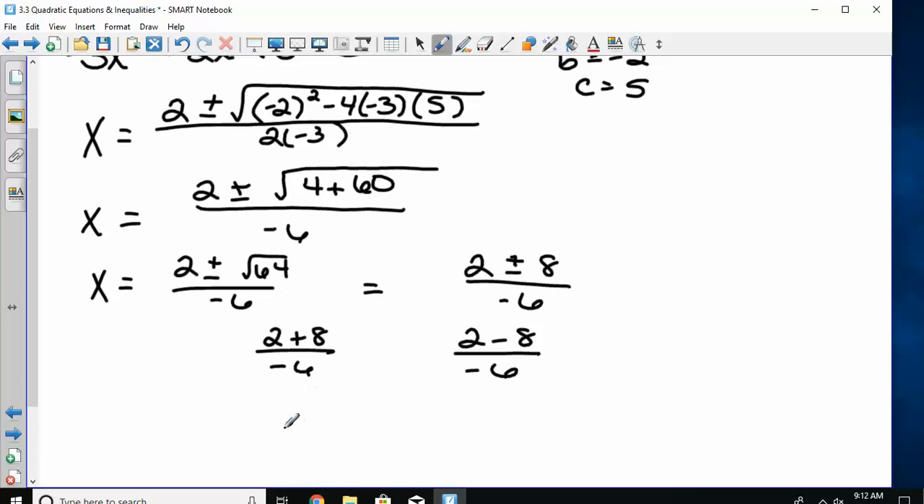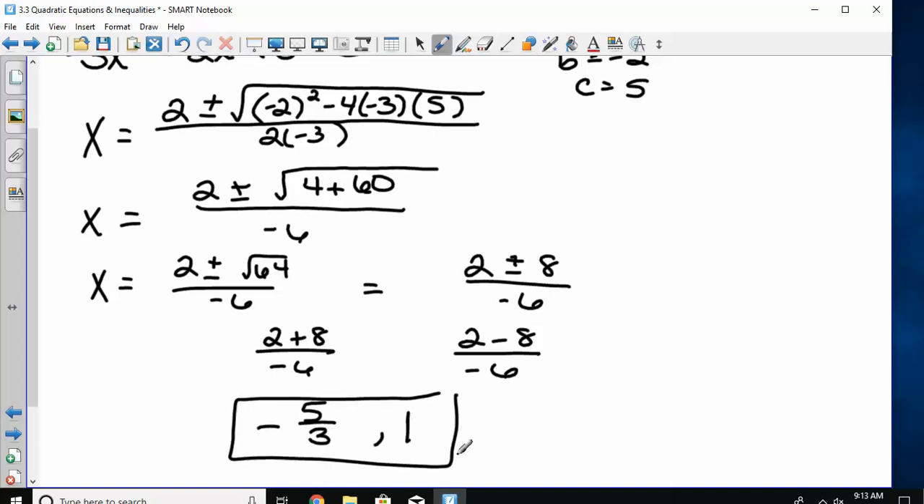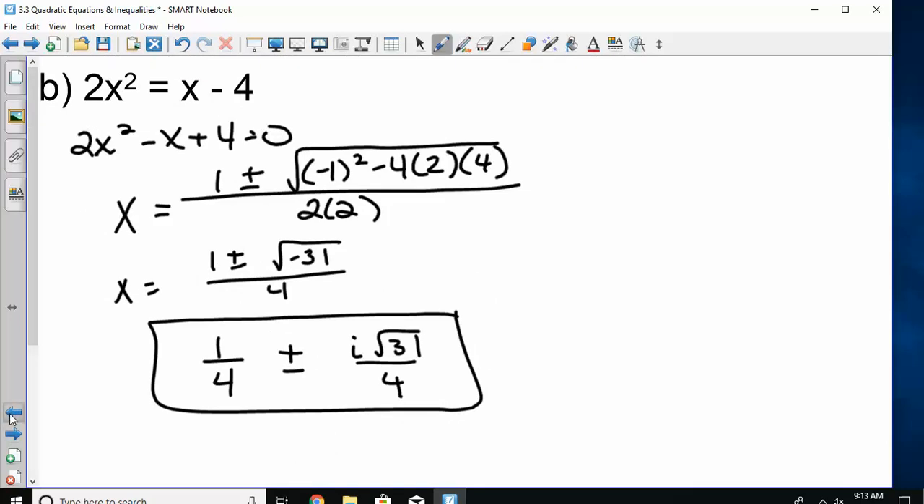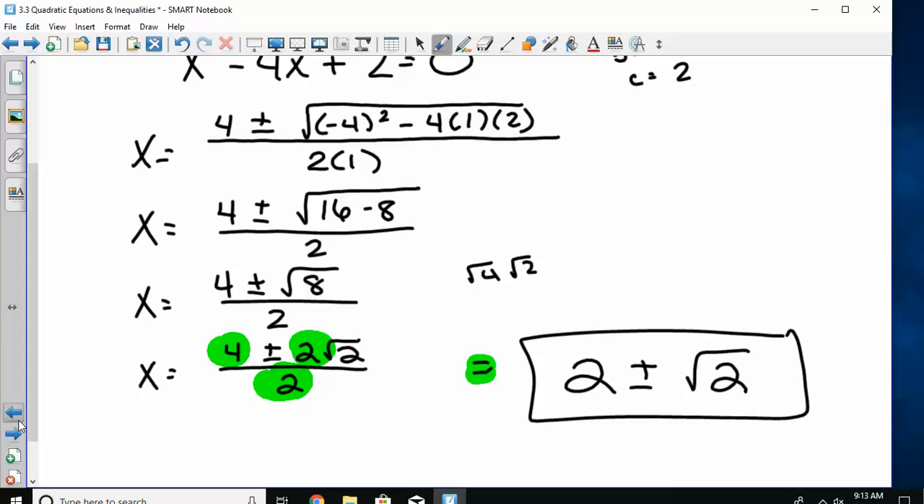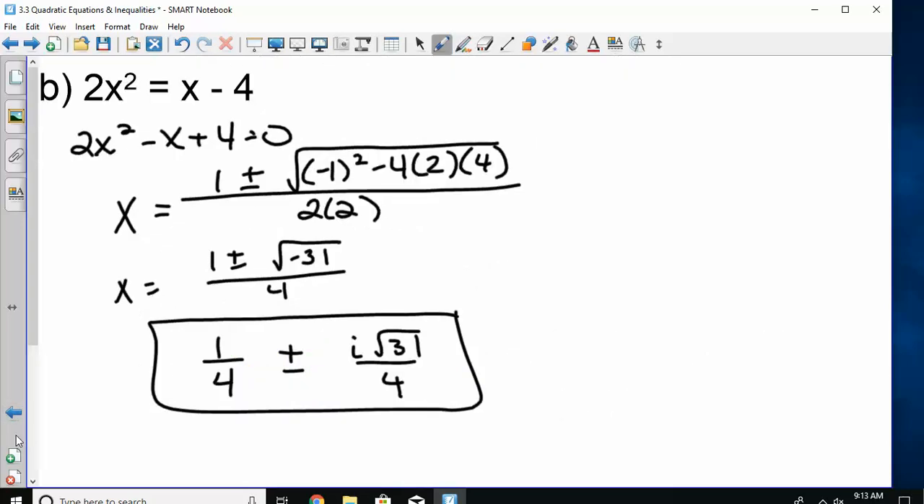So 10 over negative 6, negative 5/3. This would be negative 6 over negative 6, which is positive 1. So we've seen 3 different types of answers we might get. We might get 2 nice answers like this. We might get 2 imaginary answers like this, or we might get 2 answers with a radical in them, like the first one.